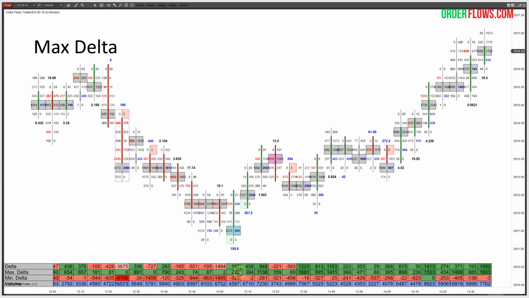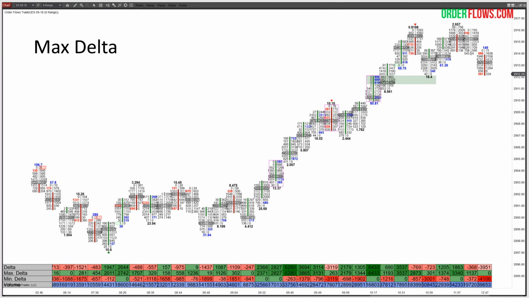When you see a bar closing near its max delta number, it's telling you that buyers really took control of that bar, especially if you're looking at a range-based chart. This happens to be a minute-based chart. But if you're looking at a range-based chart and you're seeing a lot of bars close near the max delta, it's telling you this market is moving with strong aggressive buying. So this is an 8 range chart, and as you can see here, this is exactly what I'm talking about.